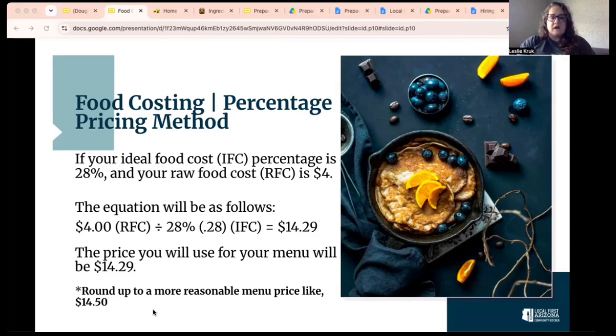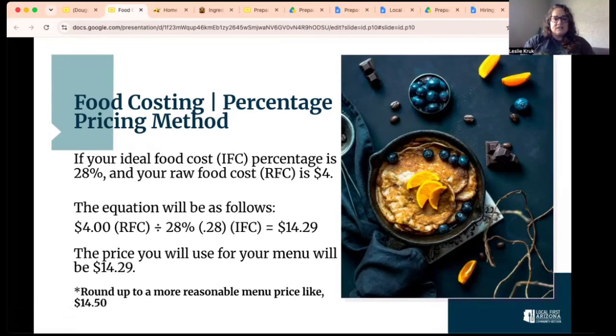For this circumstance, we're talking about a product that was $4 to produce, $4 in raw food costs, meaning all the ingredients to make it. And our ideal percentage in this scenario, we want to be no more than 28%. So if that's the case, I can actually calculate the price of this item based on that food cost percent. So the equation, $4, your raw food cost, divided by your ideal food cost percentage, and that equals $14.29. So this $14.29 would be a great price for your menu.